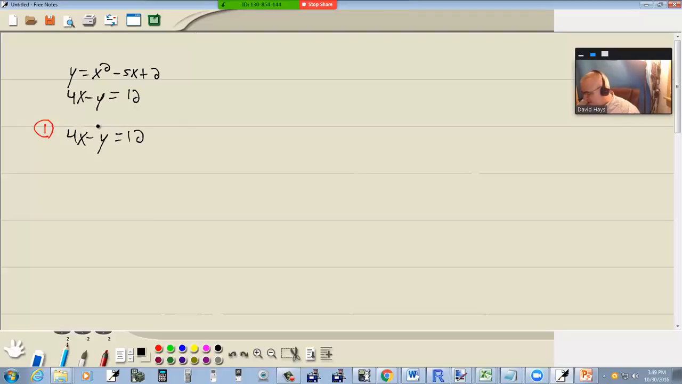They both have the first power. So we're going to solve for either variable, whichever one looks easier to you. Since the y does not have a number in front of it, the y is actually the easier one. So I'm going to take my negative y to the right side, and I'll take my 12 to the left side. So I've got 4x minus 12 is equal to y.